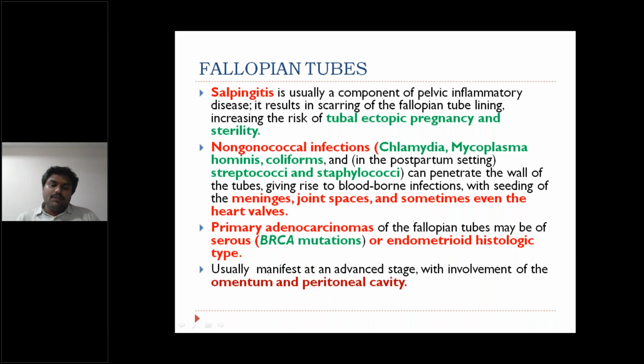Next. We covered the vulva, vagina, cervix and uterus. Now we are coming to the fallopian tubes. The most common complaint you come across with the fallopian tubes is salpingitis. Most of them complain of low abdominal pelvic pain, and the reason for this pelvic pain is salpingitis. It is usually a component of pelvic inflammatory disease. It results in scarring of the fallopian tube lining, increasing the risk of tubal ectopic pregnancy and of course sterility. If both tubes are blocked, it results in sterility.